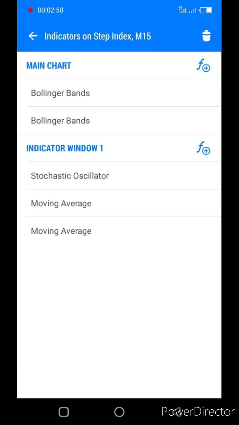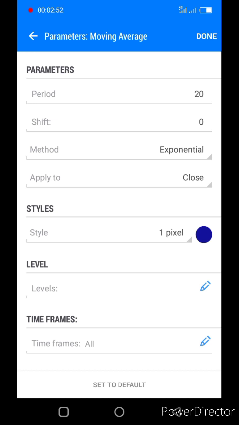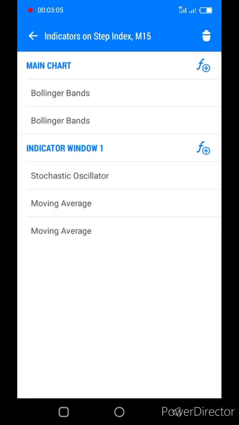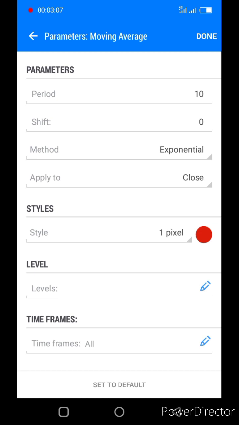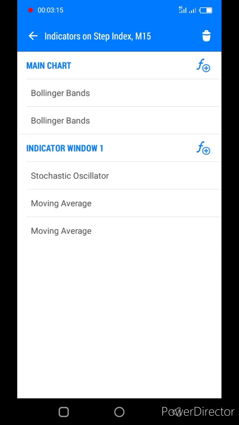Then you either use moving average 20 on the stochastic oscillator: 20 period, shift 0, method exponential, apply to close, style 1 pixel, no levels are needed. When you are done, you click done, or you use 10. You have a 10 on it. Period 10, shift 0, exponential, close, pixel color that you want. Then you click done when you are done.